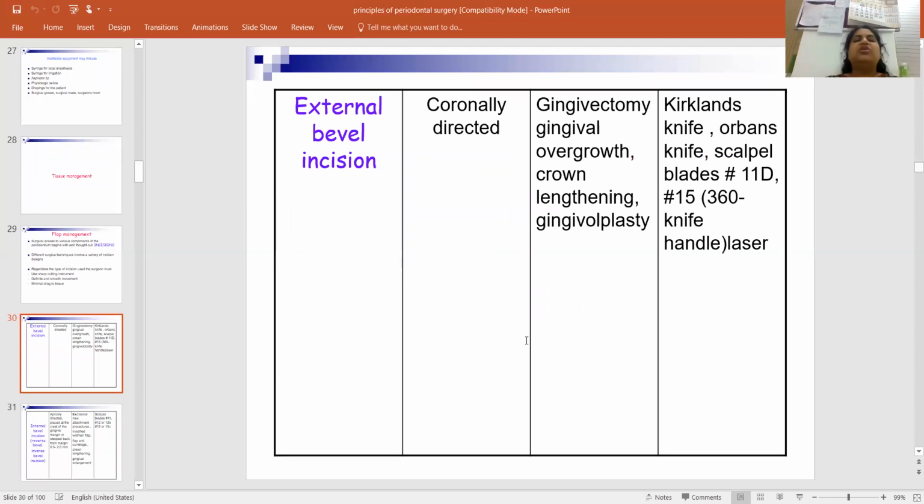External bevel incision, we can use the external bevel incision. External bevel incision means the incision which is coronally directed. Its basic indication is for gingivectomy, gingival overgrowth procedure, crown lengthening procedure, and gingivoplasty. Kirkland knife, Orban's knife, scalpel blade 11B, and number 15 blade you can use.